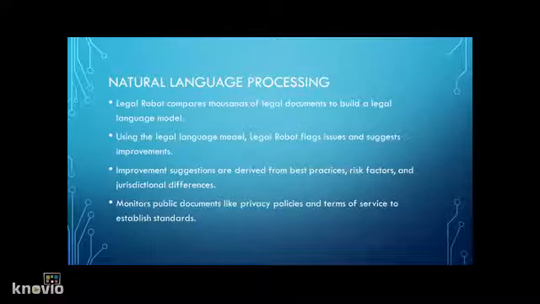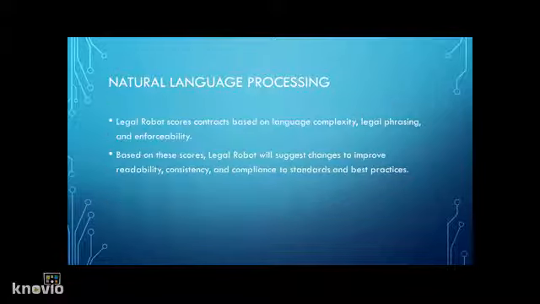LegalRobot works by employing vast amounts of natural language processing. So it has thousands of legal documents in its model in order to build the legal language model. And using this model, it will flag issues and suggest improvements. These improvements are derived from best practices, risk factors, and jurisdictional differences. And they also monitor public documents like privacy policies and terms of service in order to establish standards.